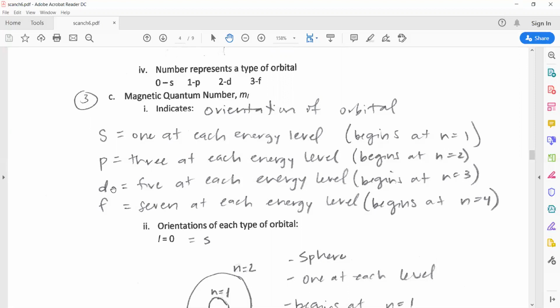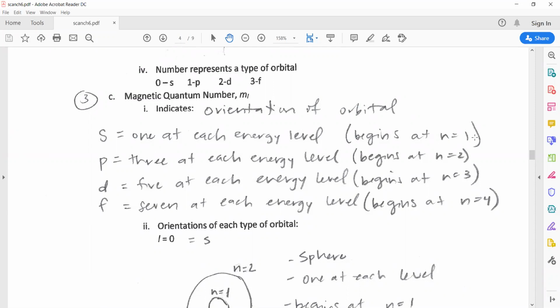The d orbitals, you have 5 of them at each energy level. They look similar to one another. They're just turned in different regions, in different orientations. And there's 5 of them at every level starting at n equals 3. And then lastly, the f orbitals, there's 7 of them at each energy level, and they begin at n equals 4. So look for these patterns. There's 1 s, 3 p's, 5 d's, and 7 f's at each level. However, they start at different levels.